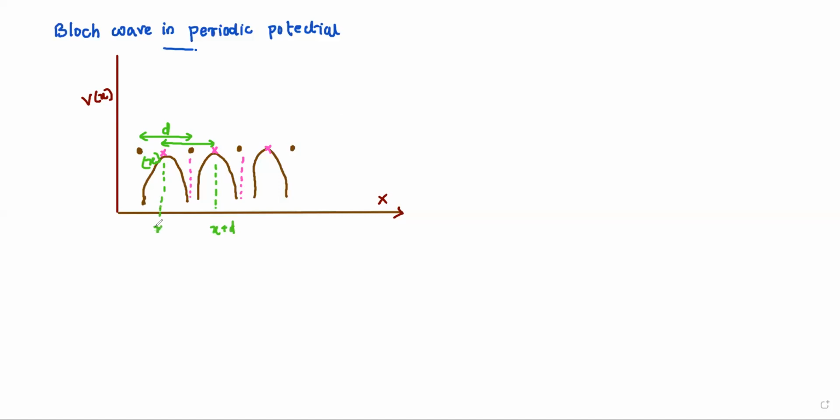If this is x, the separation is d, then this is x plus d. So the first equation is that V of x is equal to V of x plus d.